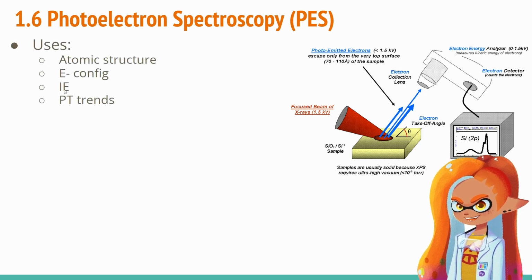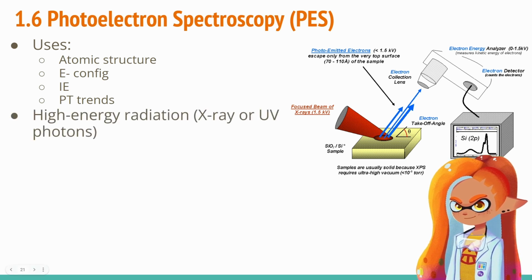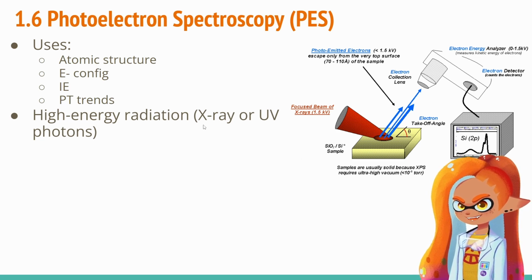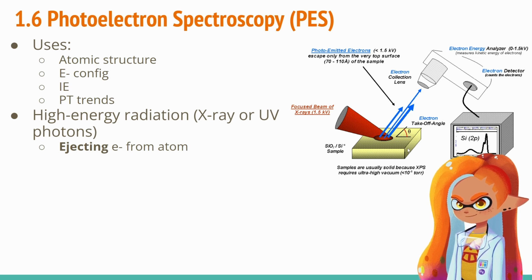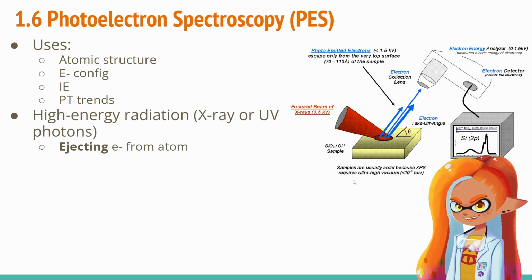And so IE is ionization energy. Again, we have electron configuration and so on. So what happens in this diagram? We have a high energy radiation, which is either X-rays or UV photons, and it hits a sample. So you can see the sample right here. This makes the sample eject an electron. So boom, it is ejected from the atom, whatever atom it happens to be ejecting from.